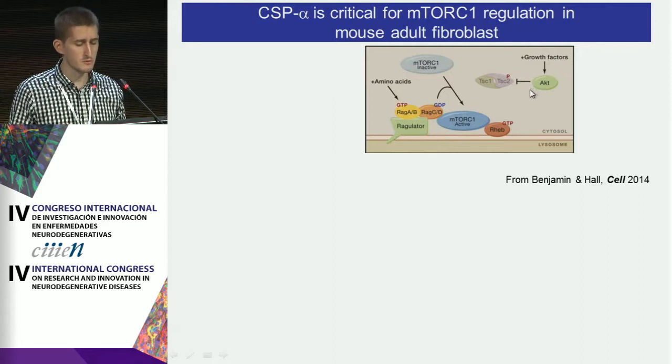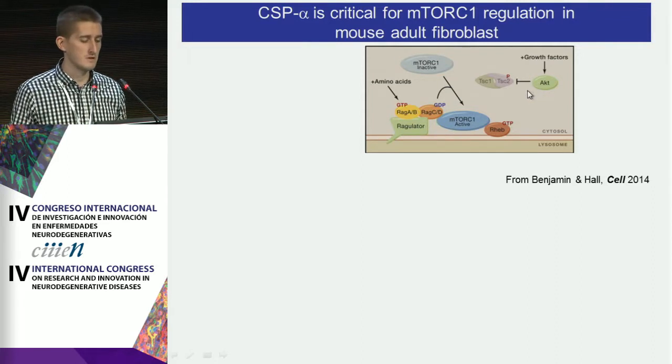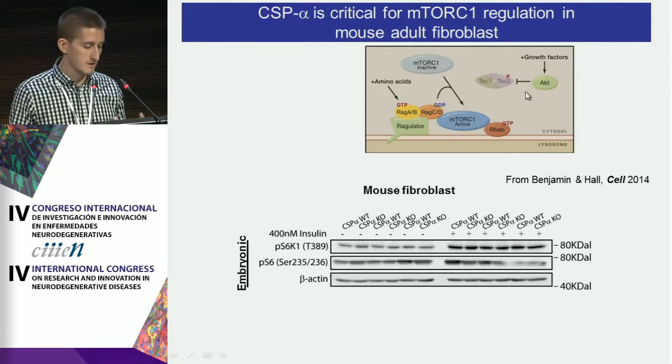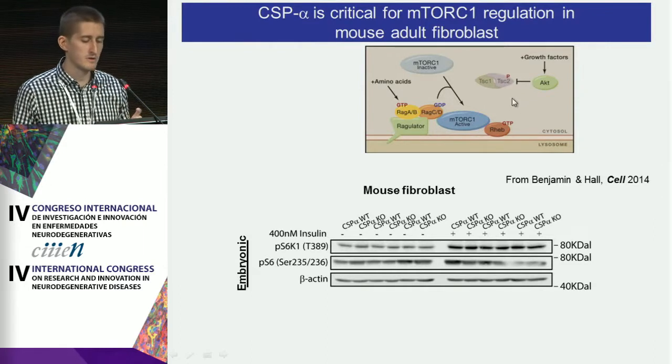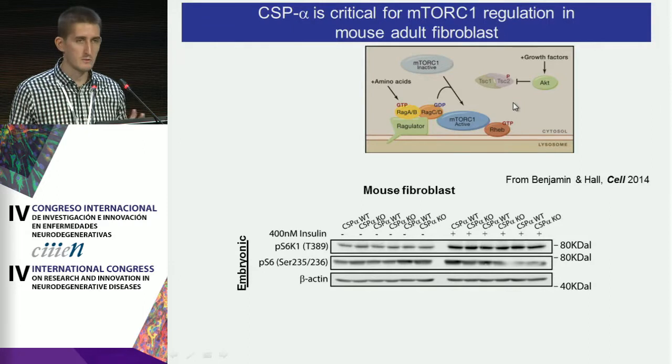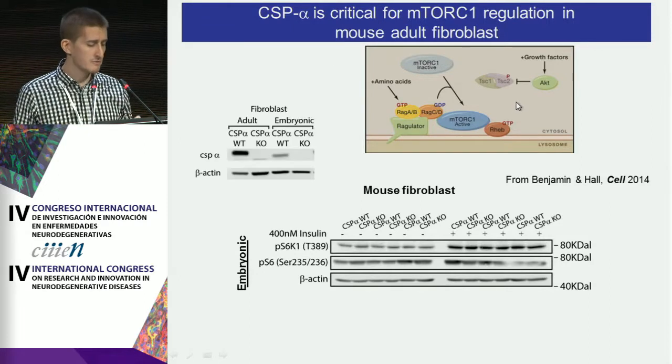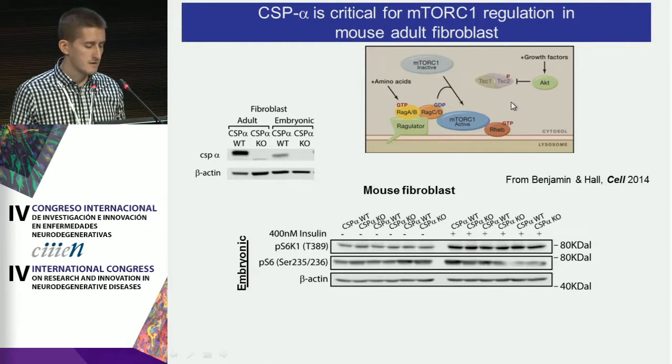So we decided to use embryonic fibroblasts because it's the cell that people usually use in the field. Sadly, we couldn't find anything. We modulated this pathway using a growth factor, so without the serum and adding insulin, and couldn't find anything. But what we found is that CSP is upregulated in the adult cells.